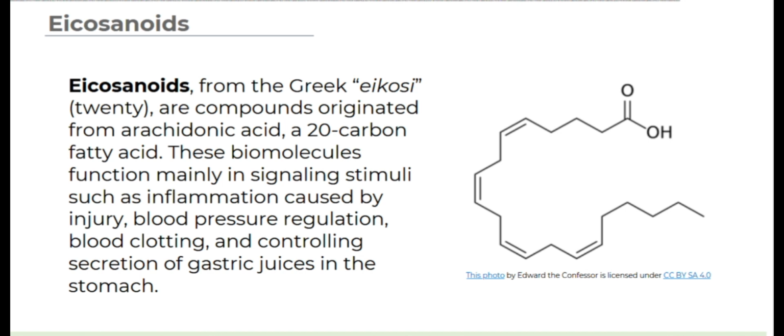Eicosanoids, from the Greek eikosi, which means 20, are compounds originating from arachidonic acid, a 20-carbon fatty acid. These biomolecules function mainly in signaling stimuli such as inflammation caused by injury, blood pressure regulation, blood clotting, and controlling secretion of gastric juices in the stomach.